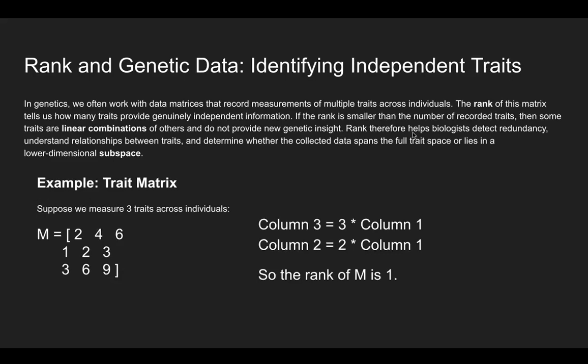Rank in genetic data, identifying independent traits. In genetics, we often work with data matrices and record measurements of multiple traits across individuals. The rank of this matrix tells us how many traits provide genuinely independent information. If the rank is smaller than the number of recorded traits, then some traits are linear combinations of others and do not provide new genetic insight.